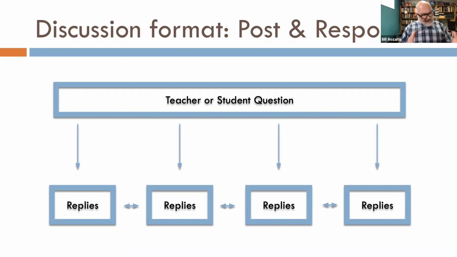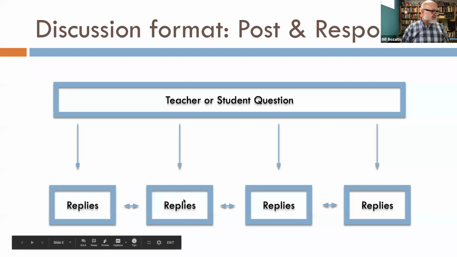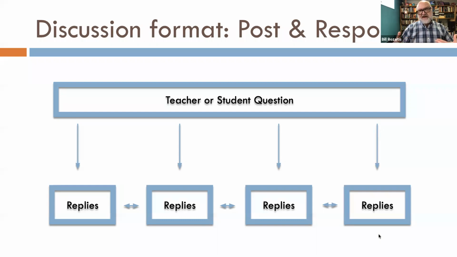So with using that as some framing ideas, let's go through some examples of different kinds of formats that you could use. The first one that you see here, we call a post and respond forum. And this is probably the most common kind of discussion forum that you'll see. You may have assigned this before, or you may have participated in it. In a post and respond forum, a teacher usually launches the forum. Sometimes it could be a student question, and then individuals reply to that particular question. And you see the arrows here signify that often students are asked to respond to each other too. So there can be an interaction between the faculty and the student, and then between students and students.